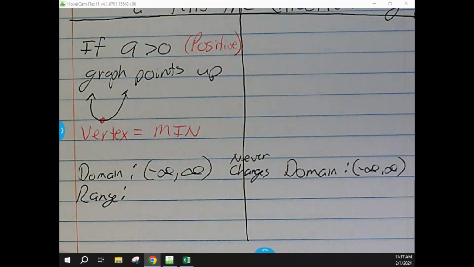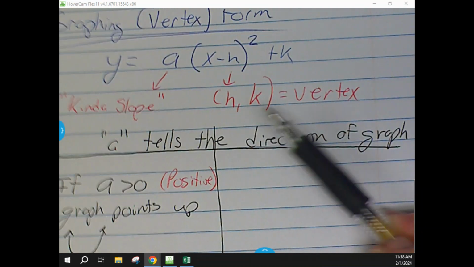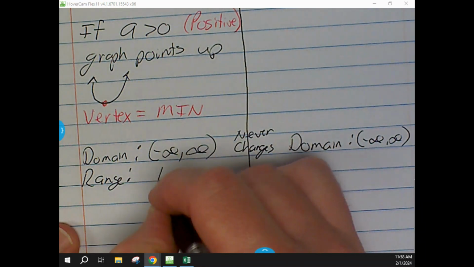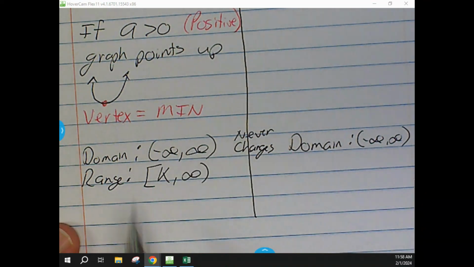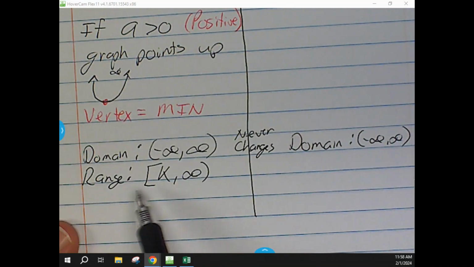Okay, for the range, whatever this k value is, we're going to use that k value here, and since that's the minimum, we're going to start with that k value and go up to infinity, because we know the arrows are pointing up, so this thing is going up to infinity. So we're going to start at this number, which is the k value, and that's our minimum value.